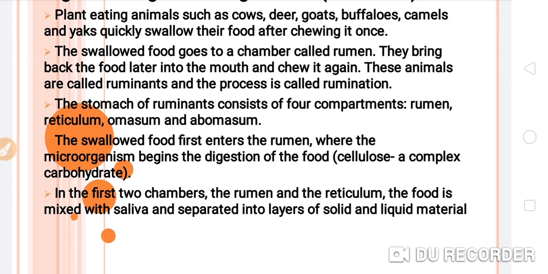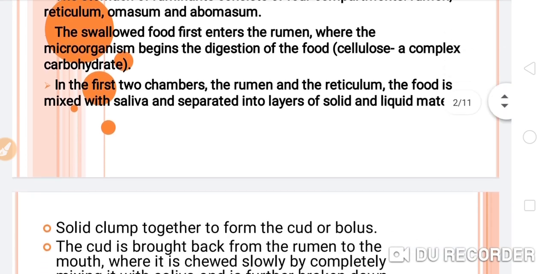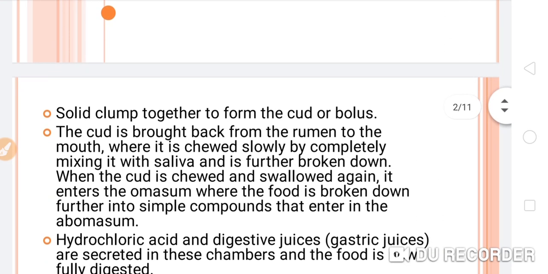The swallowed food first enters the rumen, where the microorganisms begin the digestion of the food, that is cellulose, a complex carbohydrate. In the first two chambers, the rumen and the reticulum, the food is mixed with saliva and separated into layers of solid and liquid material. The solid material forms clumps, so these solid clumps together form the curd or bolus. This is known as the bolus.